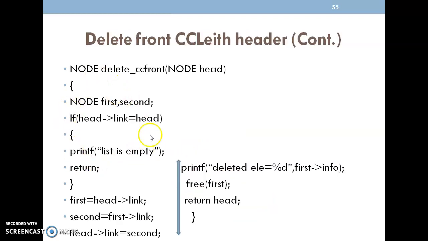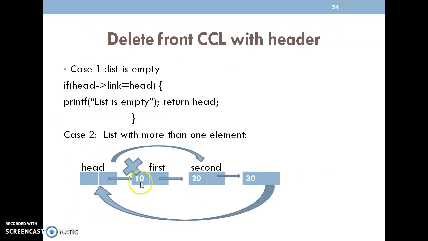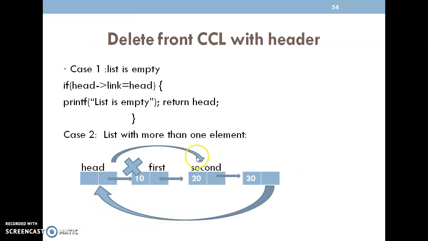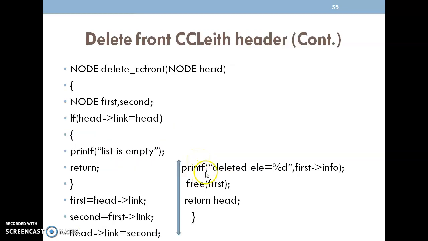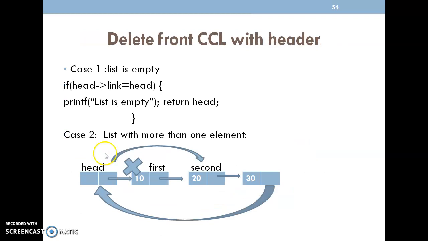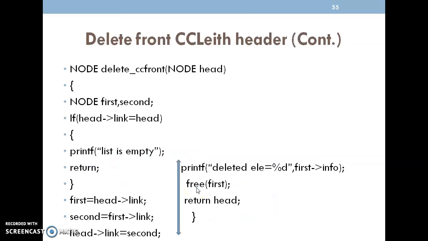See, it's for the first case. Then first equal to head pointer link, second equal to first pointer link. This one is established. Then head pointer link equal to second. Then delete the item: first will be deleted, free first, return head. Return head will be done. Very simple.